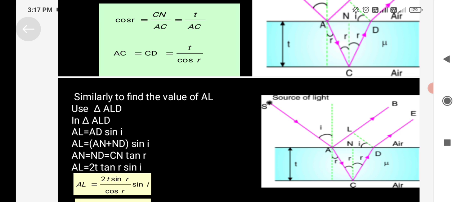Then we have the equation AL is equal to AD sin I. So substitute there. So AL is equal to 2T tan R into sin I. Then convert the tan R in the form of sin R and cos R. So we'll get AL is equal to 2T sin R upon cos R into sin I. Multiply and divide this equation by sin R. So we'll get AL is equal to 2T sin square R upon cos R into sin I upon sin R.